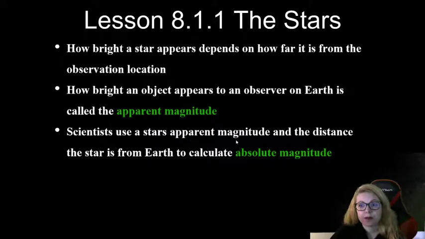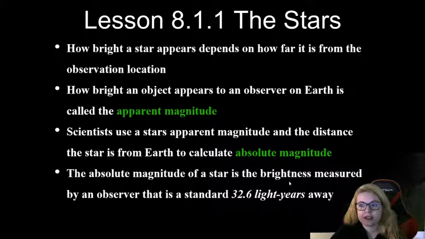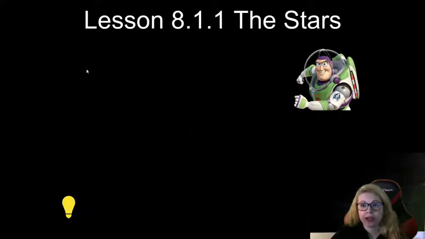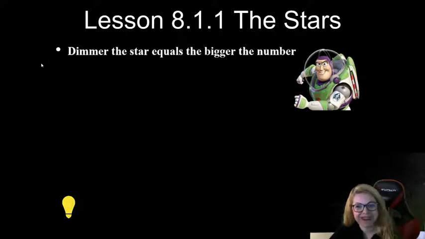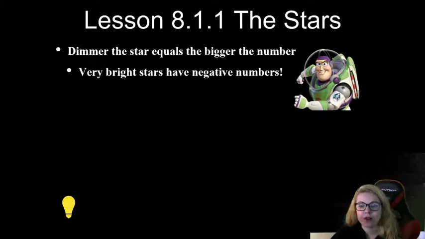Scientists will use a star's apparent magnitude and the distance the star is from the Earth to calculate what's called absolute magnitude. All right, and the absolute magnitude of a star is the brightness measured by an observer at a standard of 32.6 light years away. This is great, it's a definition, but if we don't know what light years are, this definition doesn't mean a whole lot to us, does it? Right? On the next slide, we're going to talk about exactly what a light year is.